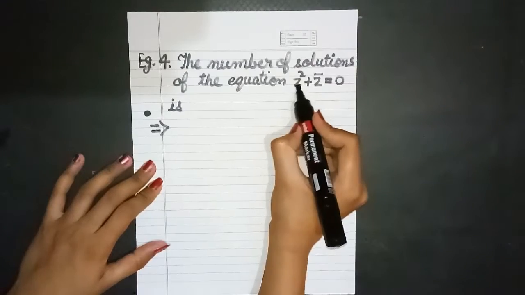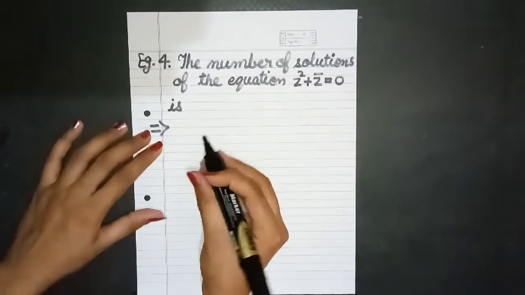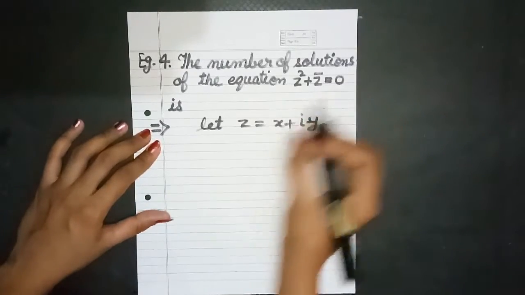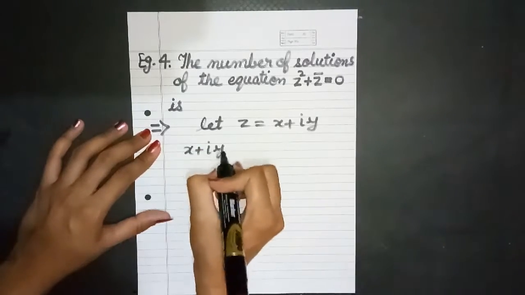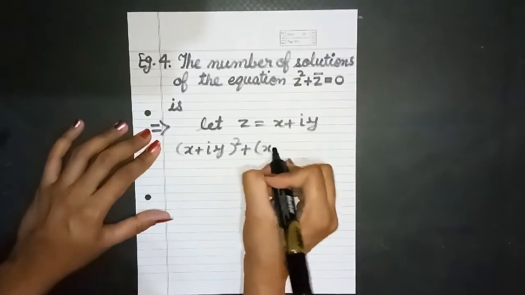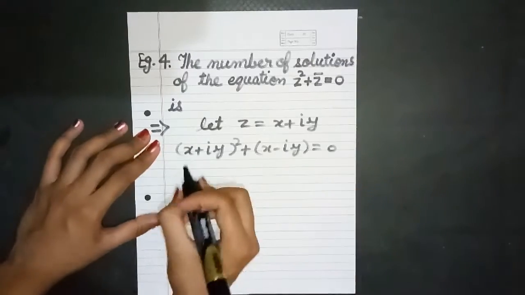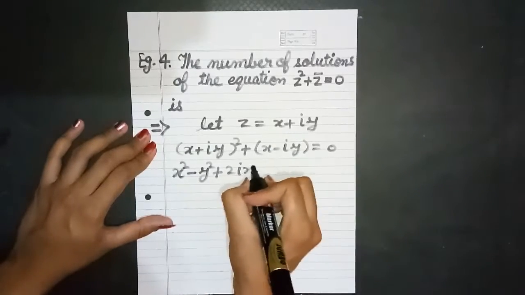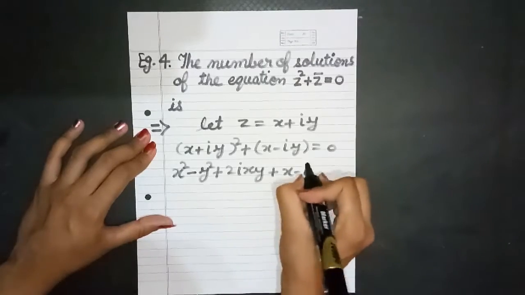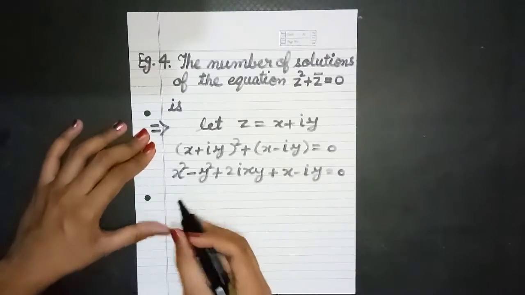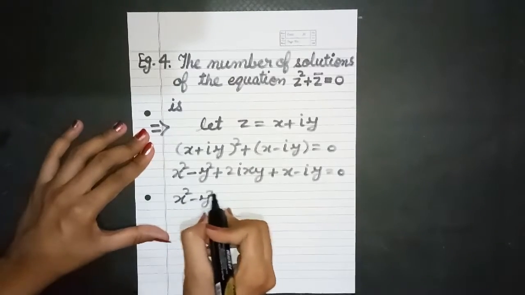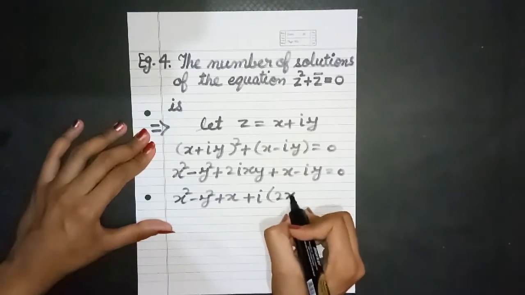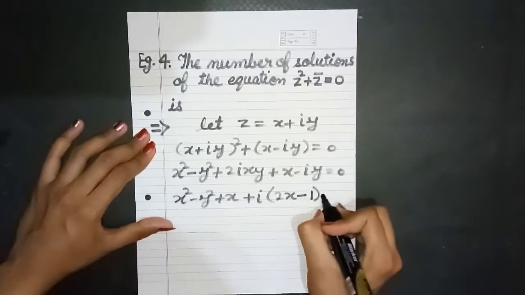The number of solutions of the equation z square plus z conjugate is equal to 0 is, now let z is equal to x plus i y. Now (x plus i y) square plus x minus i y is equal to 0. On solving this, we will get x square minus y square plus 2i xy plus x minus i y is equal to 0. Separating real and imaginary part, we will get x square minus y square plus x plus i into (2x minus 1) y is equal to 0.